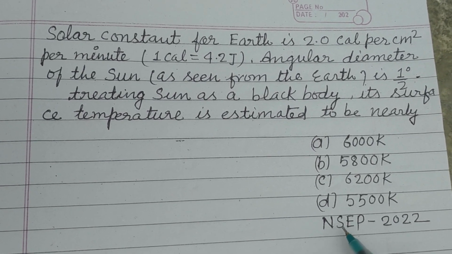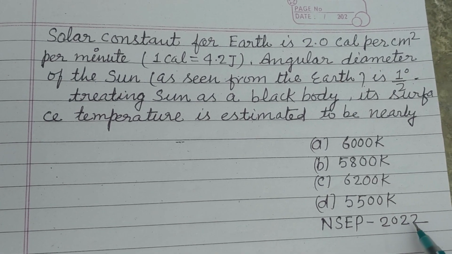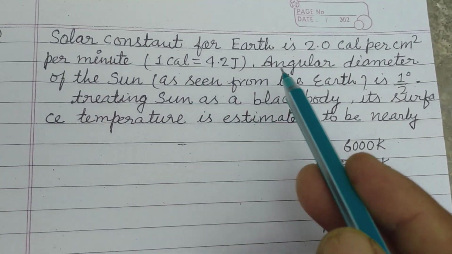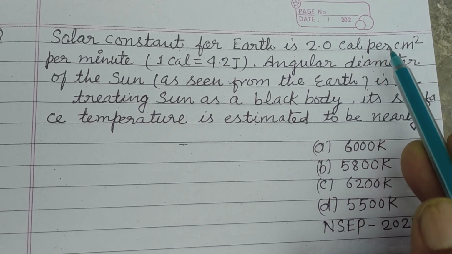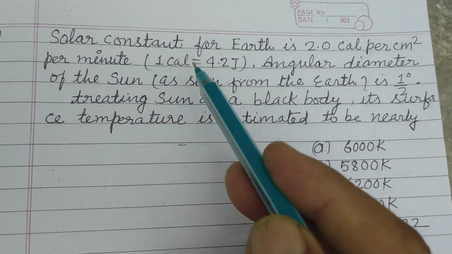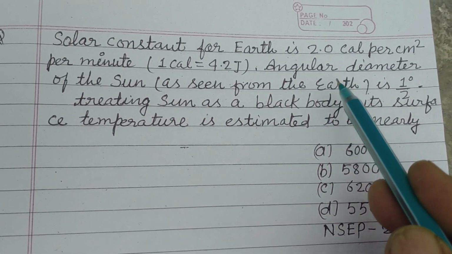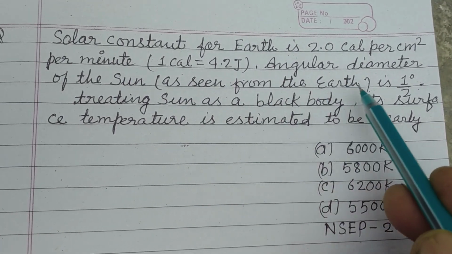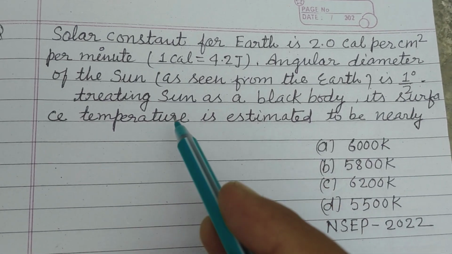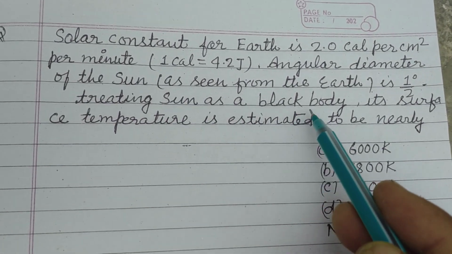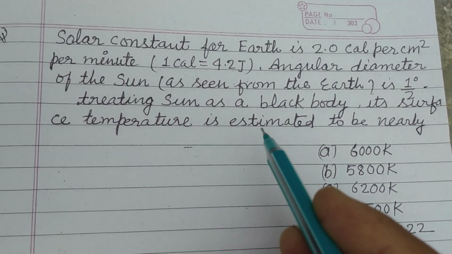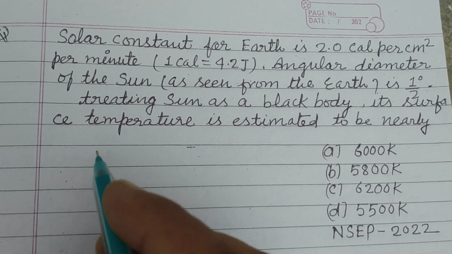This is a question from NSEP 2022. The solar constant for Earth is 2 calorie per centimeter square per minute. 1 calorie is given as 4.2 joule. The angular diameter of the sun as seen from the Earth is 1 by 2 degree. Treating the sun as a black body, its surface temperature is estimated to be nearly.